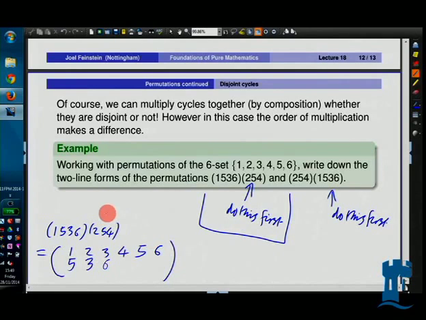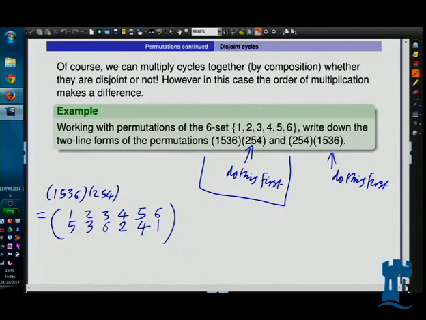Look at 4. 4 does get moved by the right-hand one, so I do that first. 4 goes to 2, and then 2 doesn't get moved by the other one, so I'm still at 2. Look at 5. I do the right-hand one first. 5 gets sent to 4. 4 doesn't get moved by the other one, so I stay at 4. And I look at 6. 6 doesn't get moved by the right-hand one, so it's still at 6. Then I go to the other one, and 6 is sent round to 1. Okay? And that's what you get when you multiply them that way round.